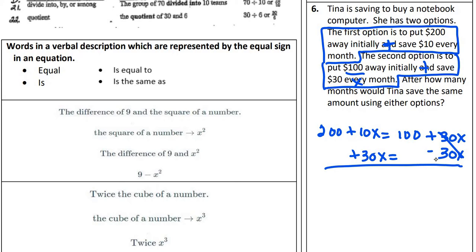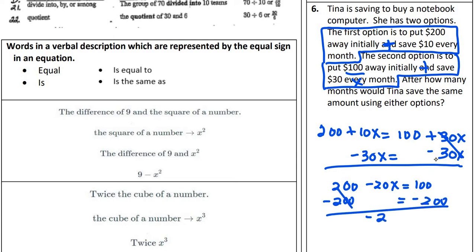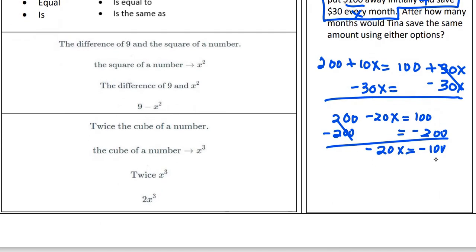So we're going to have right here, and when I wrote this, it should be a minus right here for a negative. And you see that you have a negative 20x equals to 100. And then you're going to say minus 200, minus 200. This cancels out. I have a negative 20x equals to a negative 100. Now divide that by negative 20 on both sides. And you see that you have x equals to 5.